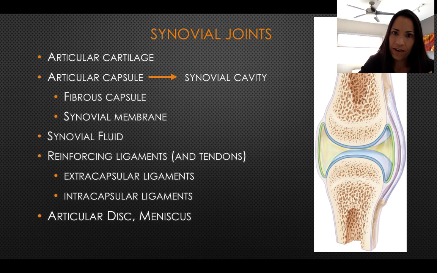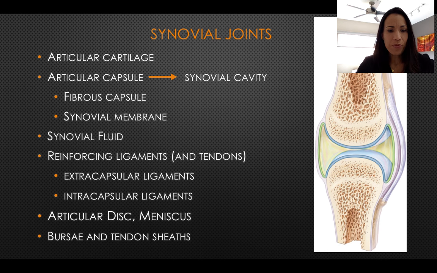Examples where we can find this meniscus and articular disc are the knee joint, and the TMJ, which is the temporomandibular articulation. Here.